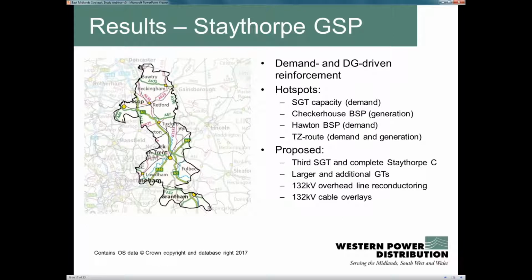Staythorpe again is demand and DG driven, and we have similar constraints in the SGT capacity and some of the different BSPs that make up the Staythorpe GSP. So they are either for demand or generation, or a little bit of both in there. And in order to overcome those constraints there, we've recommended some SGT increases or additional SGTs, and completing some of the reconductoring works and cable overlays in the surrounding area.